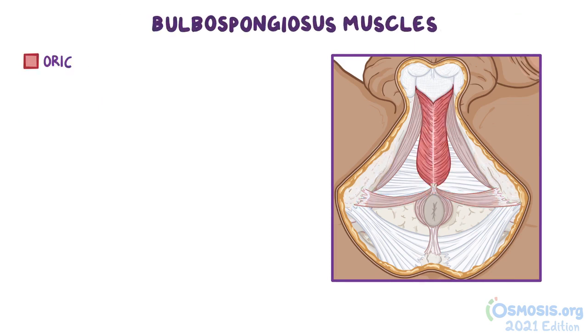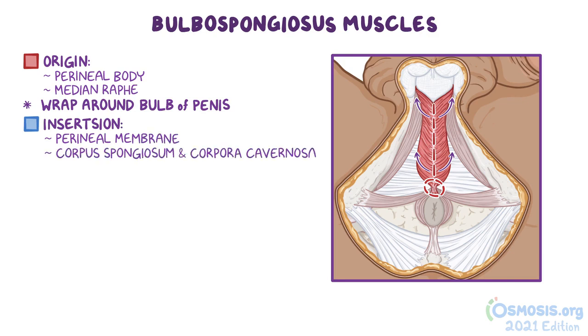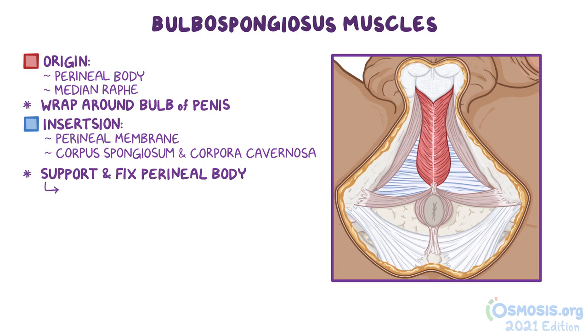Next are the bulbospongiosus muscles. They originate from the perineal body and each side of the median raphe that extends along the midline of the bulb of the penis. They wrap around the bulb of the penis to insert into the perineal membrane and the corpus spongiosum and corpora cavernosa. These muscles also support and fix the perineal body, which, as we said, supports the pelvic viscera.